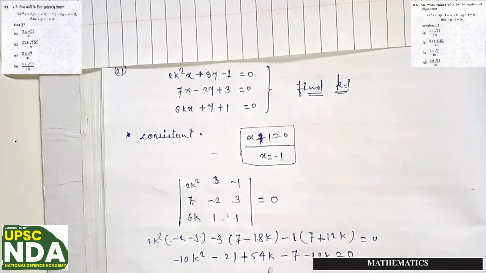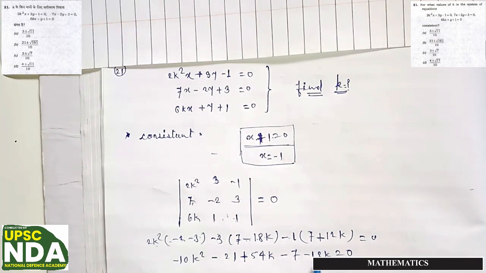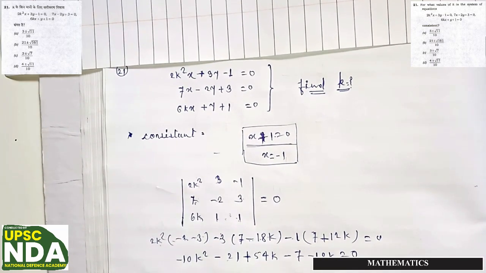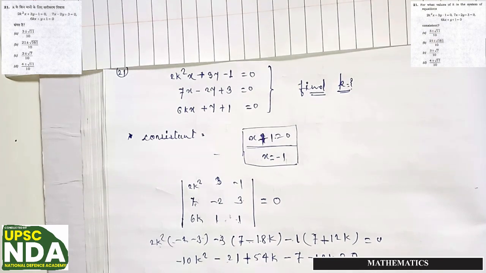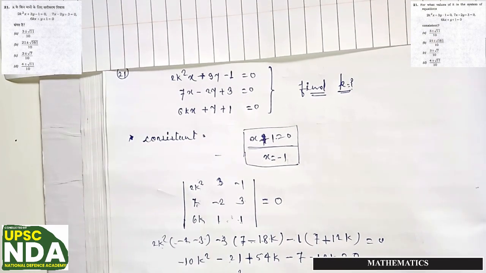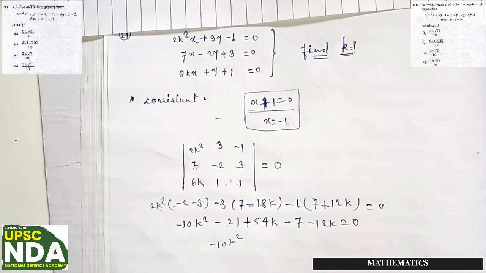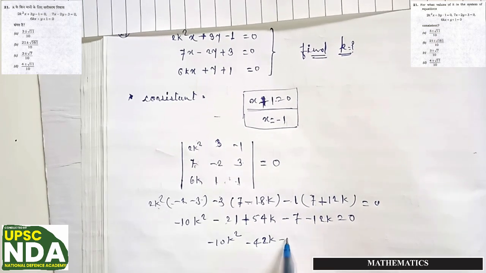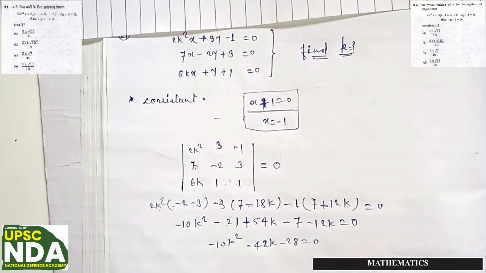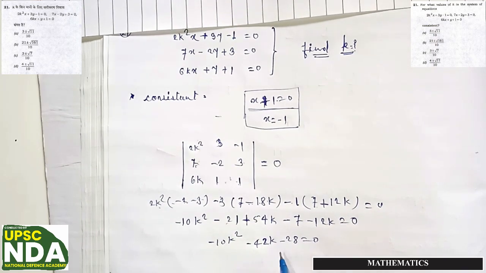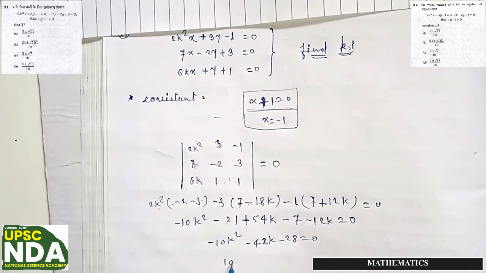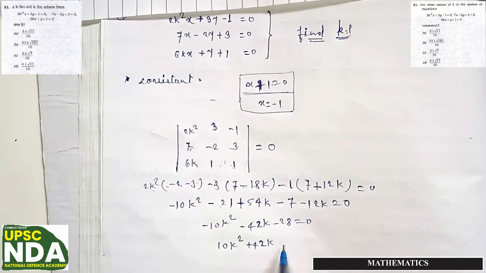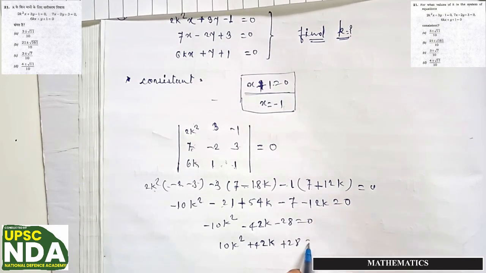Solving further, we can take 54k and negative 12k together, and negative 21 and negative 7 together. Adding and subtracting these terms, we get negative 10k square, then the next term 42k, negative 28, which is equal to 0. This is our quadratic equation. In order to make it positive, multiply by the negative sign, so 10k square plus 42k plus 28 equals 0.